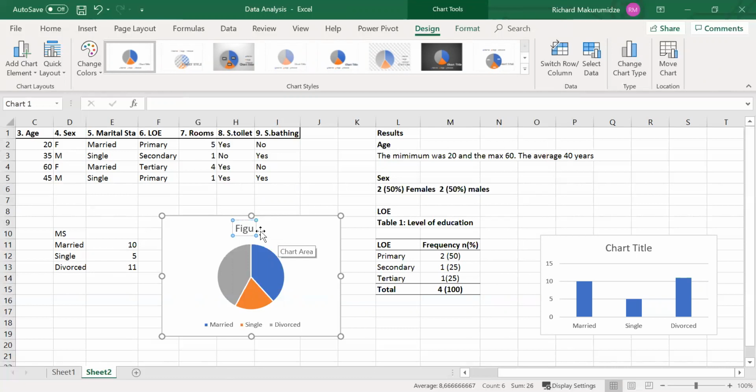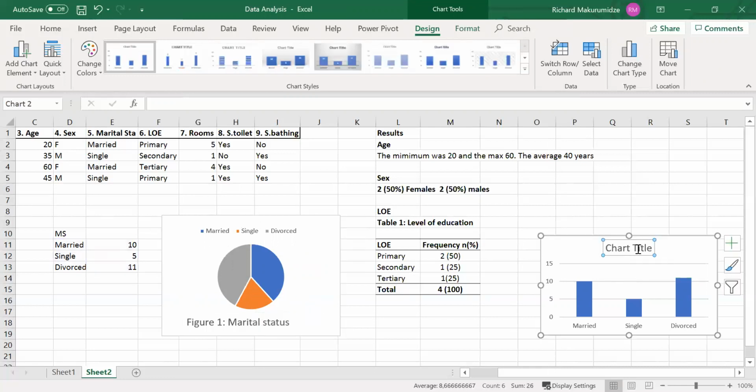This is the figure. So there can be a figure one. What is your figure one? Your figure one is about marital status. When you are labeling your figures, we always recommend putting the title on top, that's fine. So this becomes your figure for marital status, which is a pie chart, or it can be a bar graph, whatever you choose to draw.